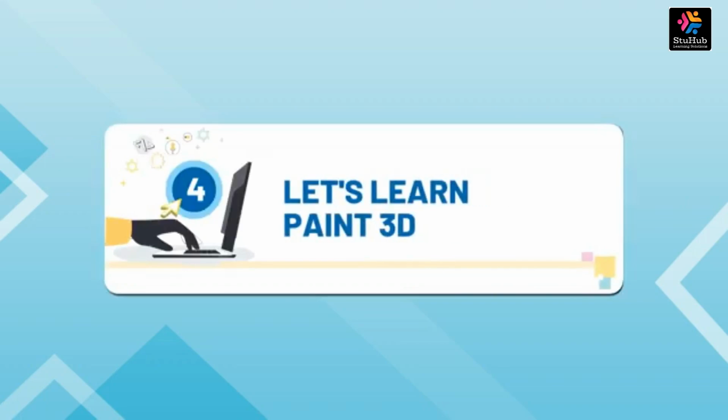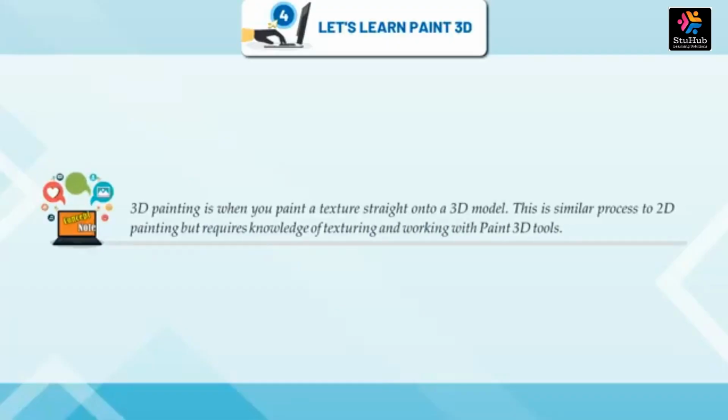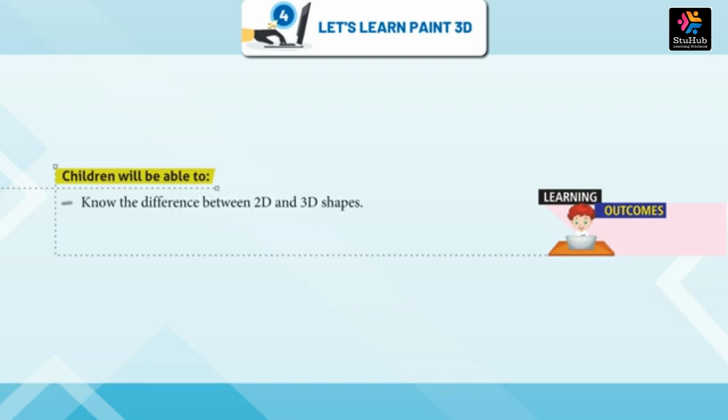Lesson 4. Let's learn Paint 3D. 3D painting is when you paint a texture straight onto a 3D model. This is a similar process to 2D painting but requires knowledge of texturing and working with Paint 3D tools. Children will be able to know the difference between 2D and 3D shapes, identify various components of the 3D paint window, learn how to draw 2D and 3D objects, and save the drawings.